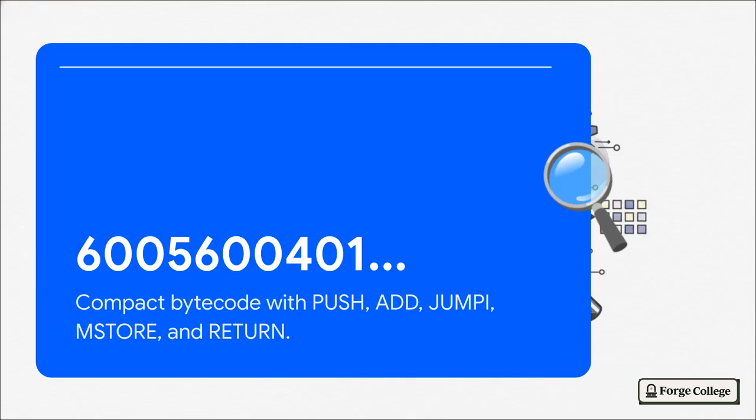And here is our specimen for today. It's this compact little string of hex-encoded bytecode, starting with 6005, 600401. Now, despite being tiny, it is a fantastic example. It perfectly demonstrates a sequence of essential operations. We've got push instructions to load data, an add instruction for arithmetic, a JUMPI for conditional control flow, an MSTORE to write to memory, and finally a RETURN. It is basically the perfect microscopic organism for our test bench.